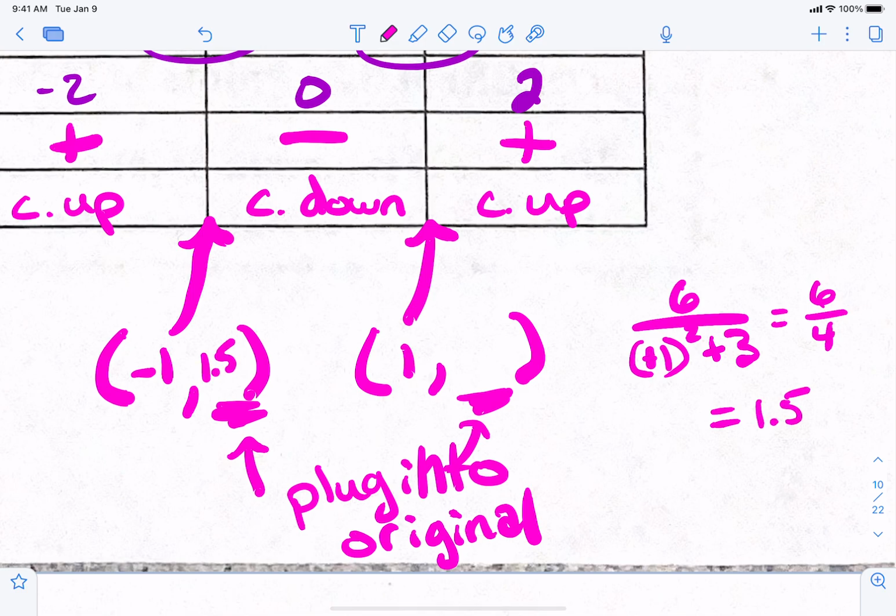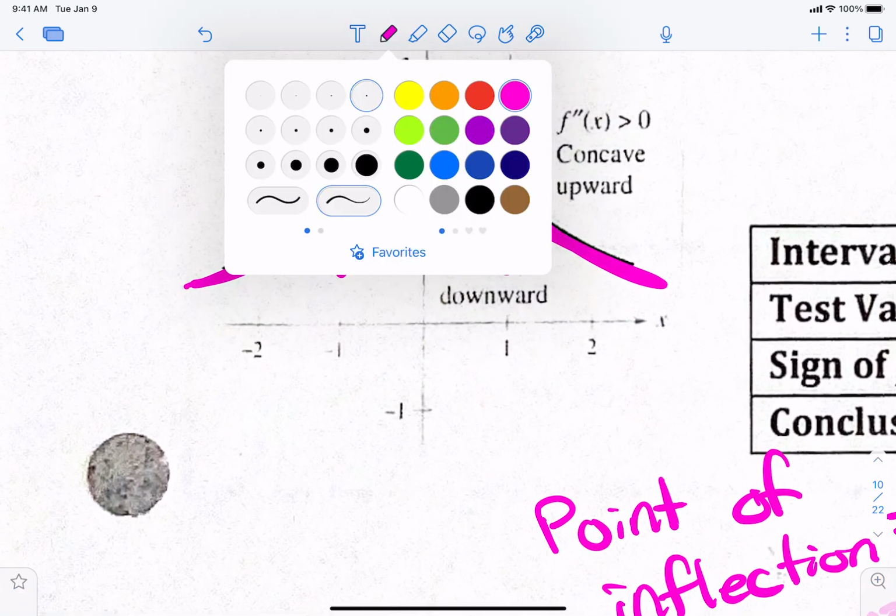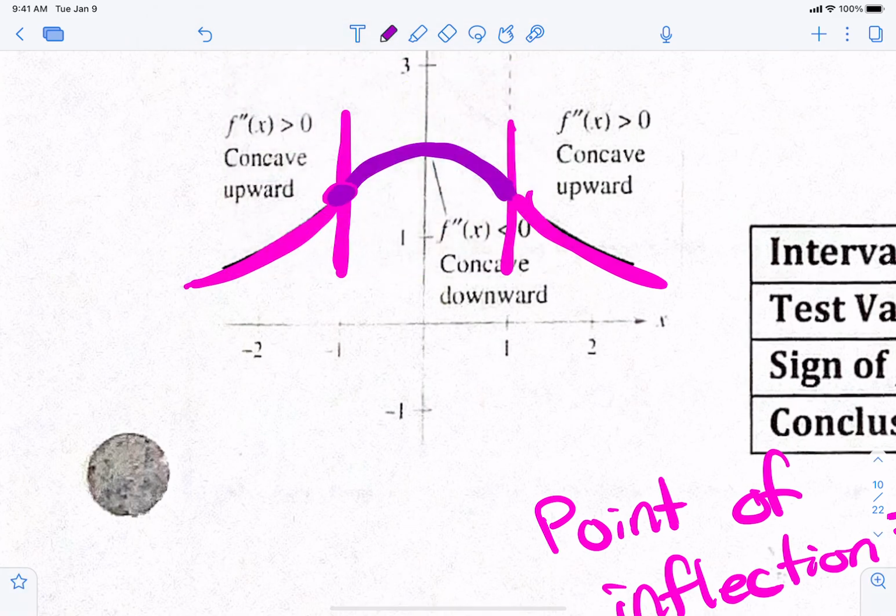Now if I plug in +1, +1 squared is going to be the same thing again, so 1.5. It's not labeled on the graph, but it looks like these guys are right here. These points are at -1, 1.5 and +1, 1.5.